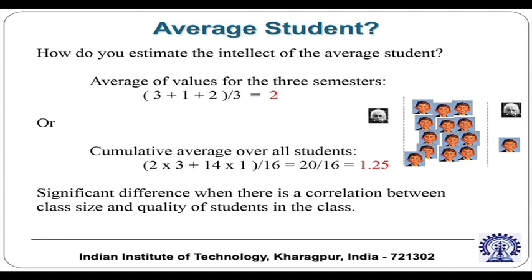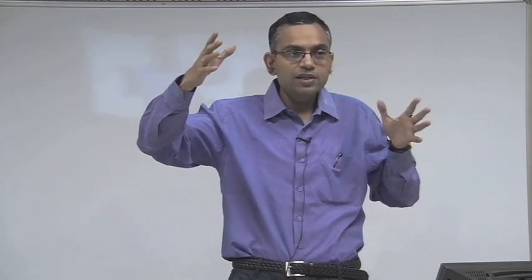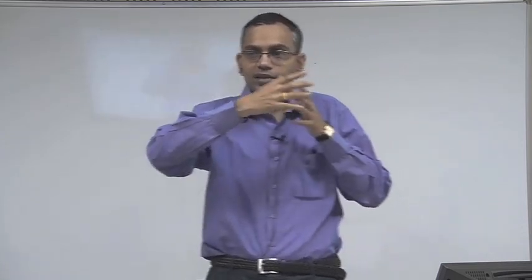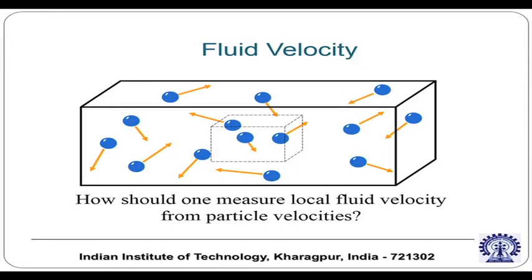These 2 things are grossly different, and this difference is there because of a fundamental statistical reason: there is a correlation between the class size and the quality of students in the class. If you have a very small class size, you have a high probability of having the genius. If you have a large class size, you have a very low probability of having the genius. Having many geniuses, actually, 1 genius you may have. So there is a correlation between the class size and the intellect of the students.